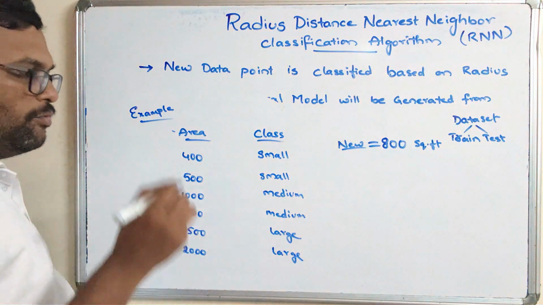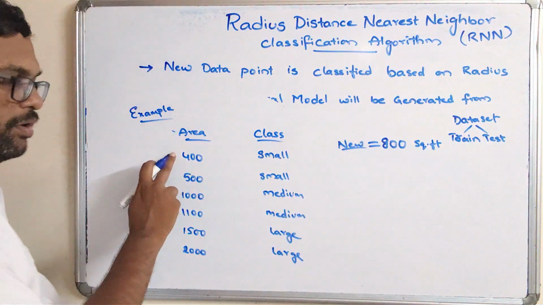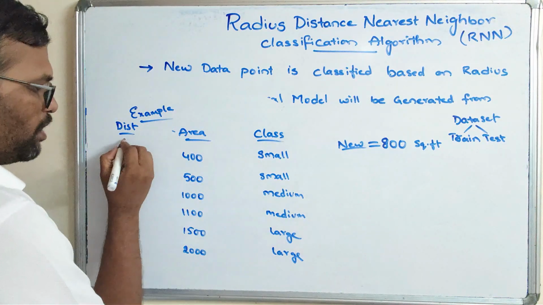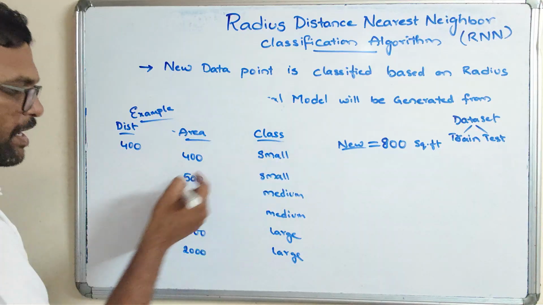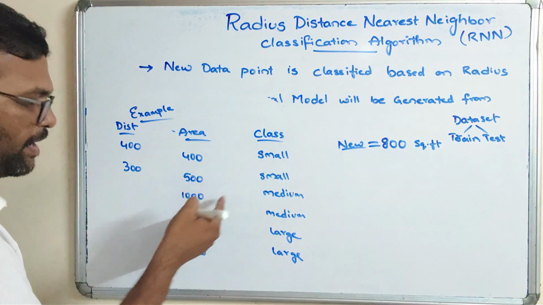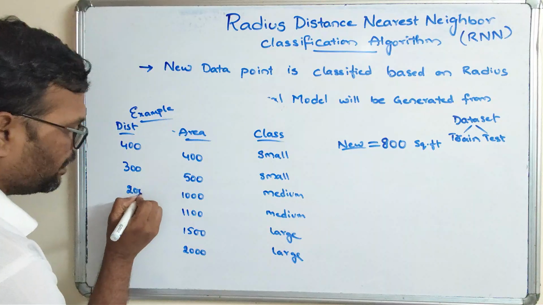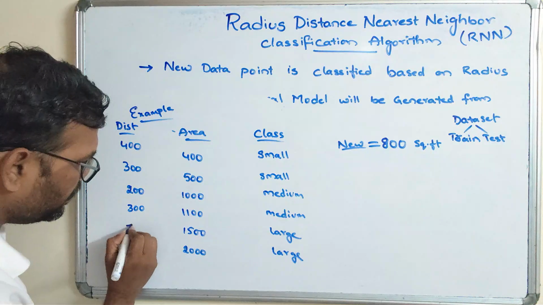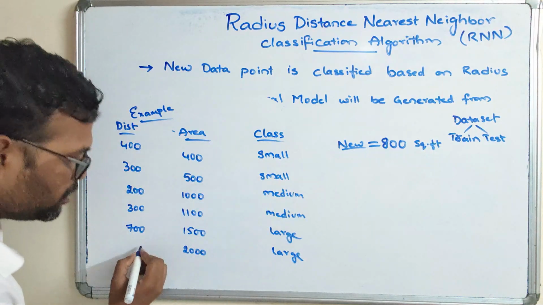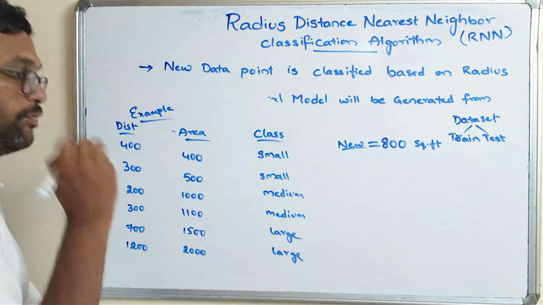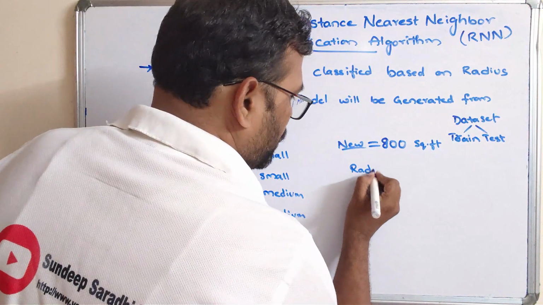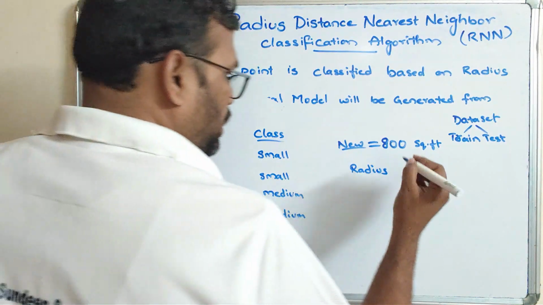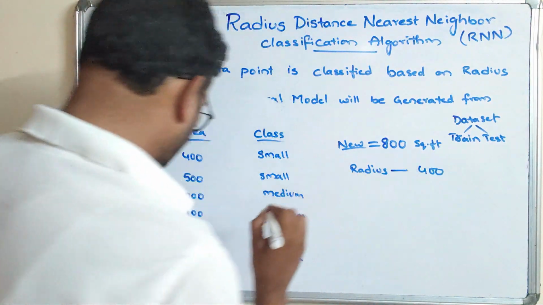800 square feet. Now we need to find the distance from this 800 to all the areas. I'll calculate the distance here. 800 minus 400 is 400. 800 minus 500 is 300. 800 minus 1000 is 200. And 800 minus 1100 is again 300. 800 minus 1500 is 700. And 800 minus 2000 is 1200. Now we need to consider some radius. So the radius is some 400.